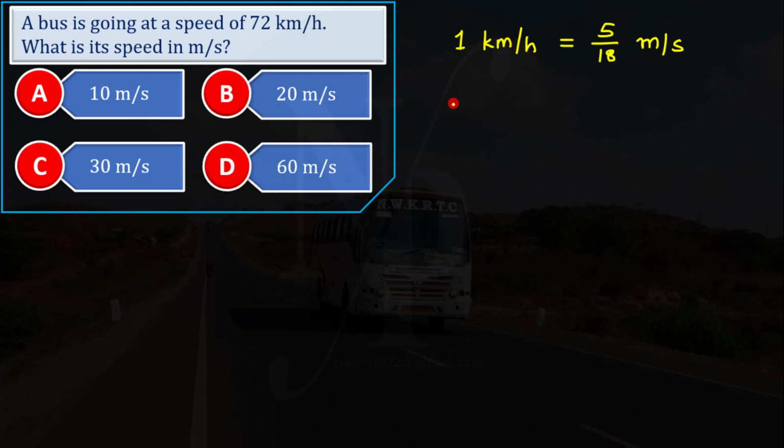Multiply both sides by 72. So 72 kilometer per hour will be equal to 72 into 5 divided by 18 meter per second. Here dividing 72 by 18, 18 1 times 18, 4 times is 72, and 4 into 5 is 20. So I get 20 meter per second. That is 72 kilometer per hour is same as 20 meter per second, which is found in answer option B.